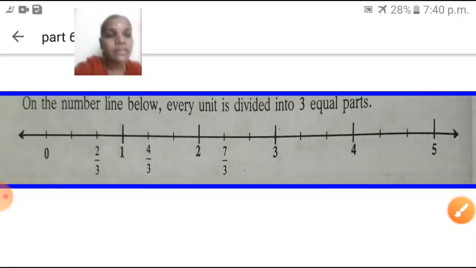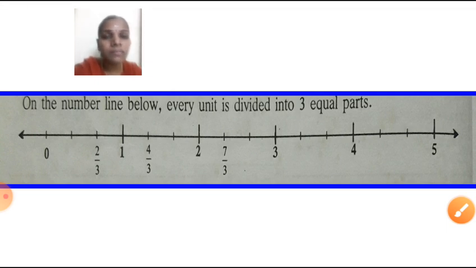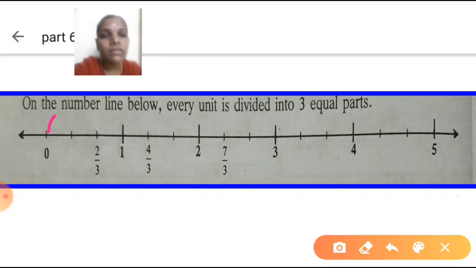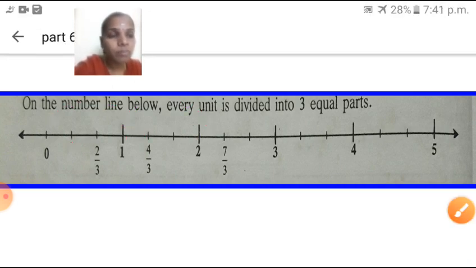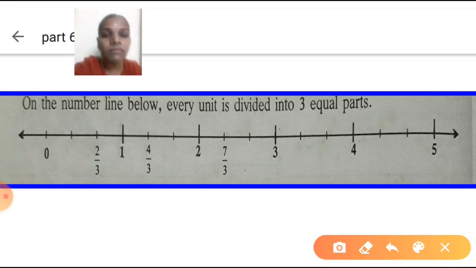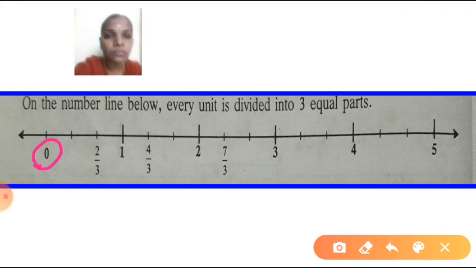So step 3, see here. This is the first unit. Here how many parts have I divided? Yes, 1, 2, 3. And this is the next unit. How many parts are here? 1, 2, 3. Understood children? And how we write the numbers you also have to see. This is the first one, already I told, 0. And the next one is what? This is number 1, already I told. This is number 2, this is number 3.